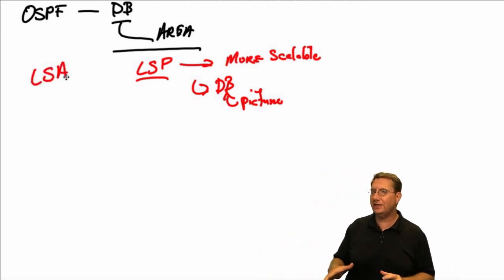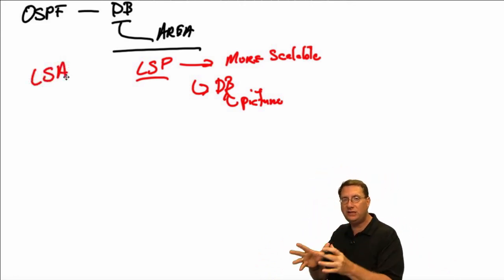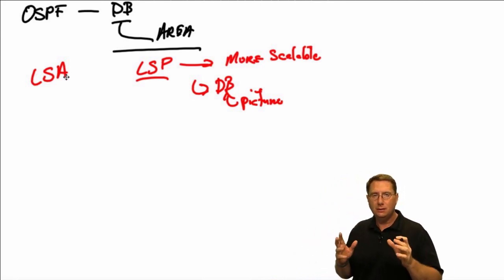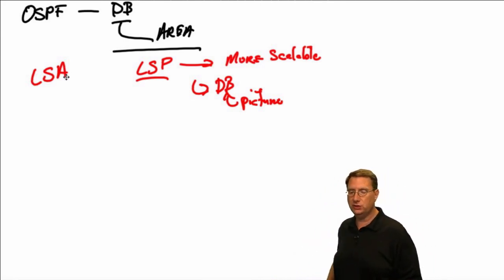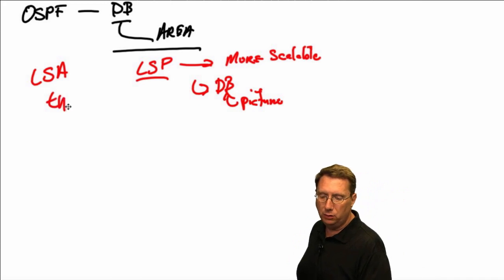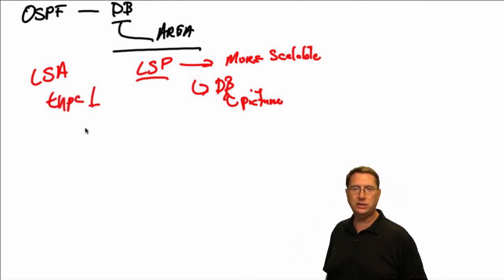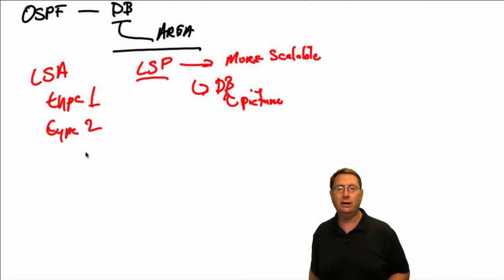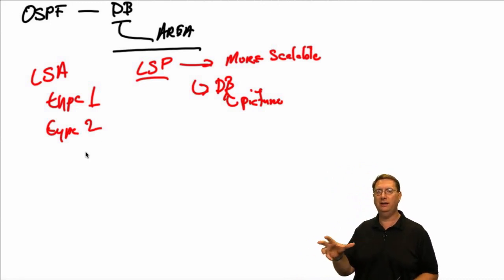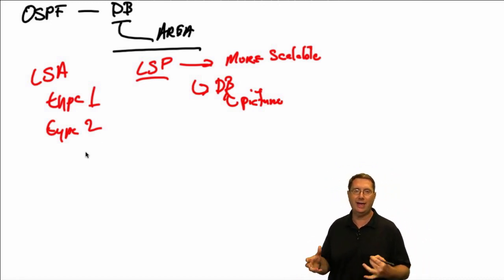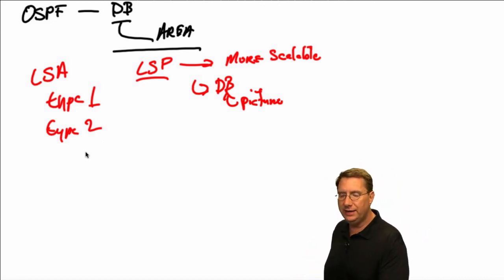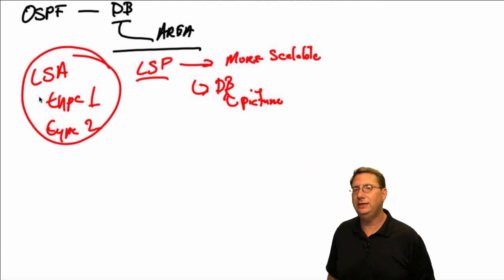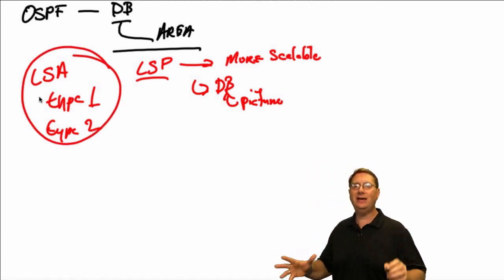Now, in the confines of single area OSPF, we had specific types of link state advertisements that we had to focus on. There were type 1 LSAs, which are generated by all OSPF speakers, and type 2 LSAs, which are generated by DRs on an Ethernet segment or a multi-access broadcast segment. Now, these are the LSAs we need to understand. They never leave an area.